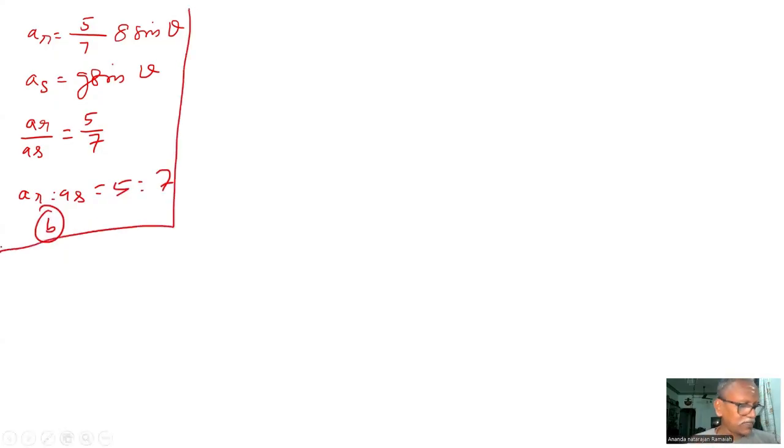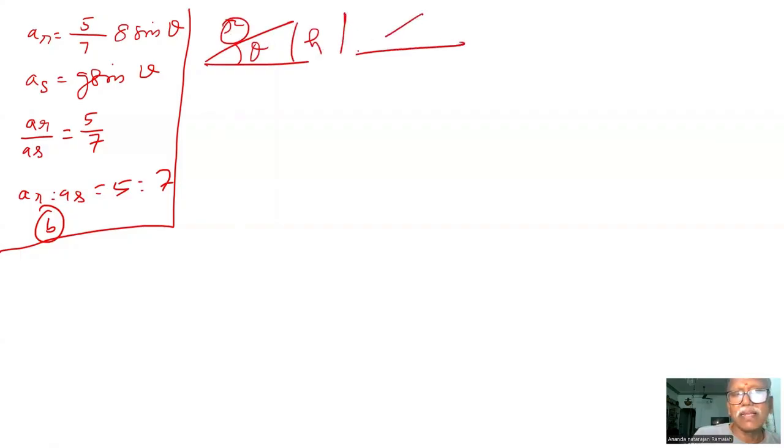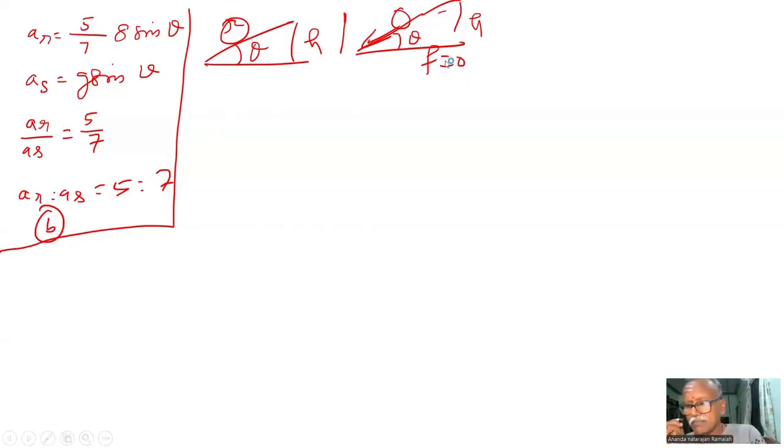Suppose you didn't remember k square by r square, then how to solve that? That we'll see now. This also you must remember because sometimes this may be required. In one case, the sphere is rolling, same theta, same h. In another case, same theta, same h, but it is slipping. Slipping means friction F equals 0. No friction.